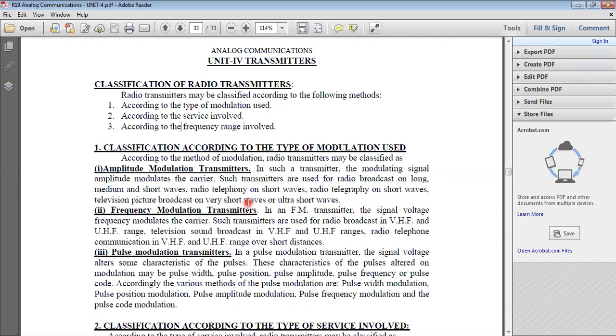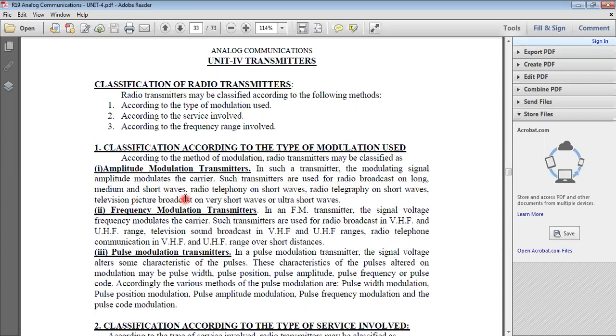The process of changing the amplitude of the carrier signal in accordance with the instantaneous value of the message signal. So if the technique involved in this transmitter is amplitude modulation, then the type of transmitters are called AM transmitters. Now what are the applications of these transmitters? Where are these transmitters used?